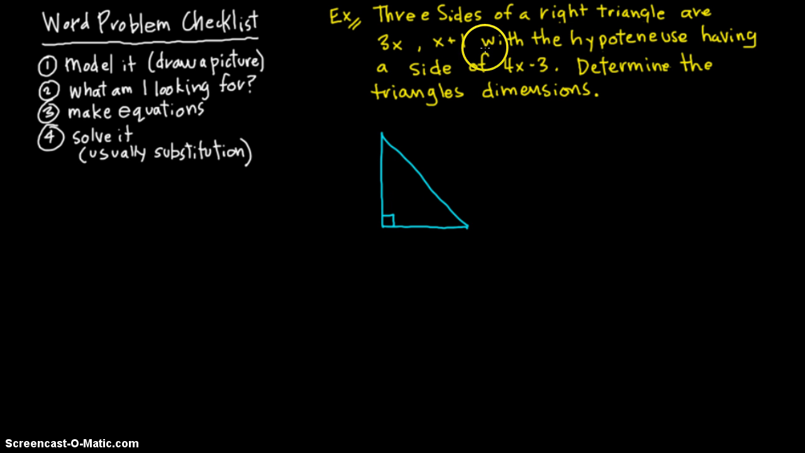Now, I have to read this carefully because I noticed that it's telling me the hypotenuse. They're not all on random sides. The hypotenuse has specifically the side 4x minus 3. So that means these other two sides are the legs of this triangle. So I've got 3x, and here I've got x plus 1. Okay, great. So what do I do?